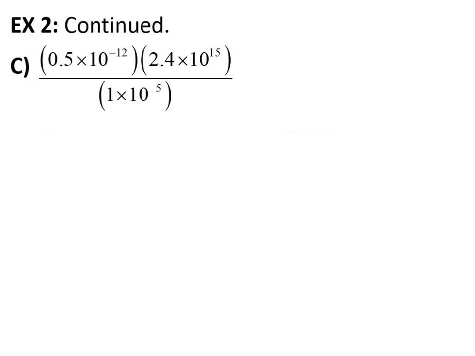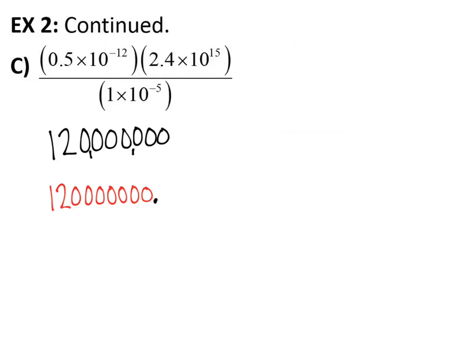Now once you've gotten this, you should be able to get your number, which is going to be 120 million, and then I need to go through there and make it into scientific notation, which means I need to move that decimal in between the 1 and the 2. So I move it all the way over there, and it looks like I've moved it 8 places, so I have 1.2 times 10 to the 8th.